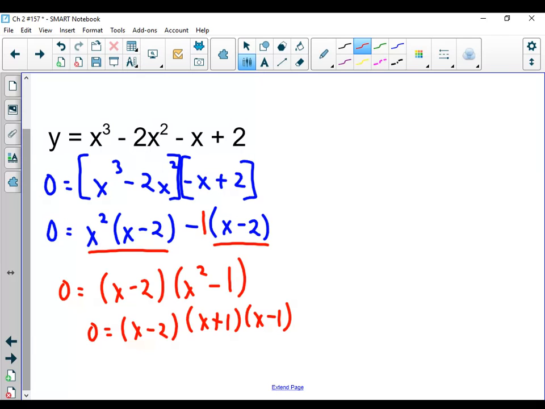So I didn't expect you to know how to do factoring by grouping, but I wanted to show you an example of factoring by grouping. And then you can find your x-intercepts because it would be a positive 2, negative 1, and positive 1. All right, so just an example of another factoring strategy.